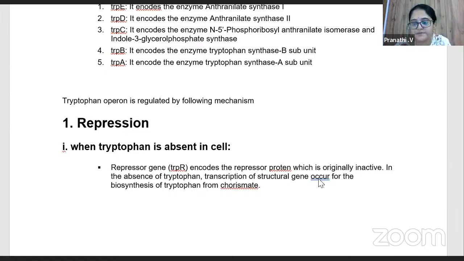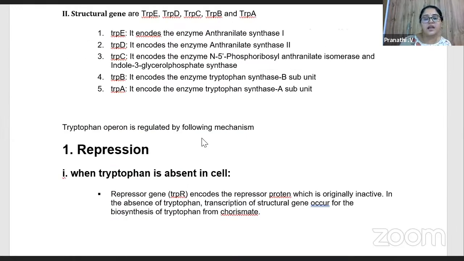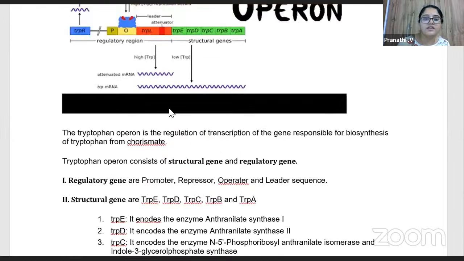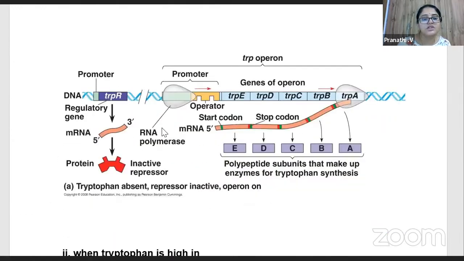Whenever tryptophan is absent in the cell, the repressor gene is going to encode, and since there is no tryptophan, transcription occurs. Chorismate is going to be converted by transcription and translation, and formation of tryptophan takes place. So in the absence of tryptophan, the repressor gets inactivated, RNA polymerase comes and binds to the promoter region, the operator region is present, and finally you have the production of tryptophan.